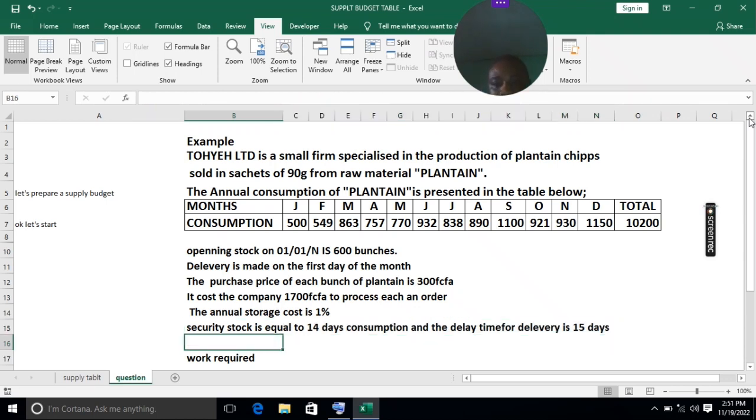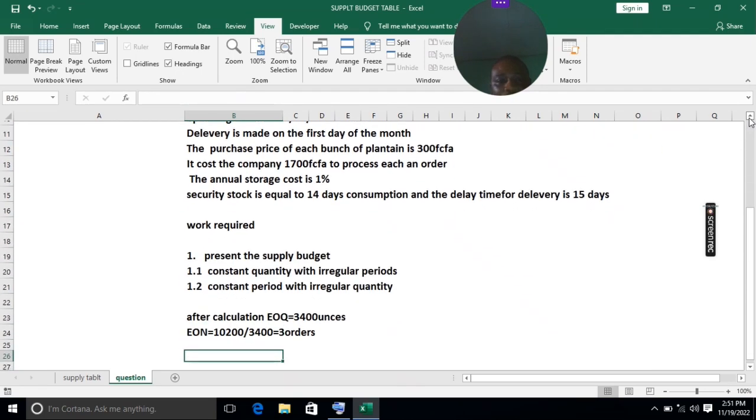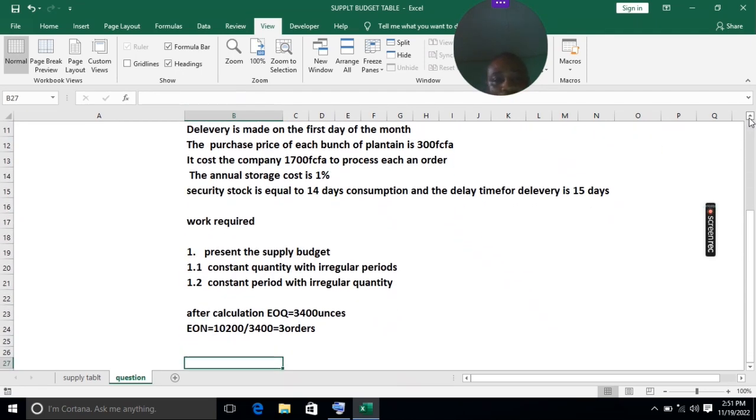So for the work required, we go down and see the work required. The work required is to present the supply budget, and there are two tasks there. One is to present the supply budget following a constant quantity with irregular period, and the second one is constant period with irregular quantity. For this question, we assume that the economic order quantity has already been calculated, because the essence of this video is just to fill the supply budget table.